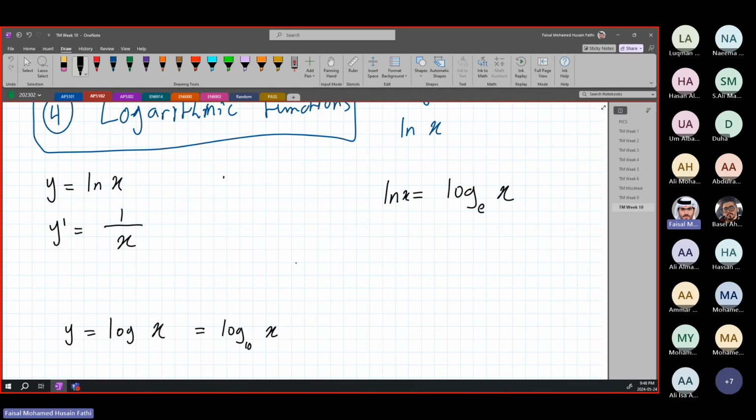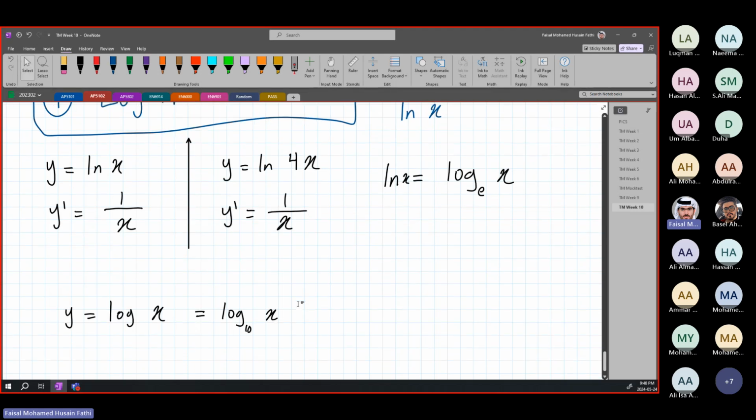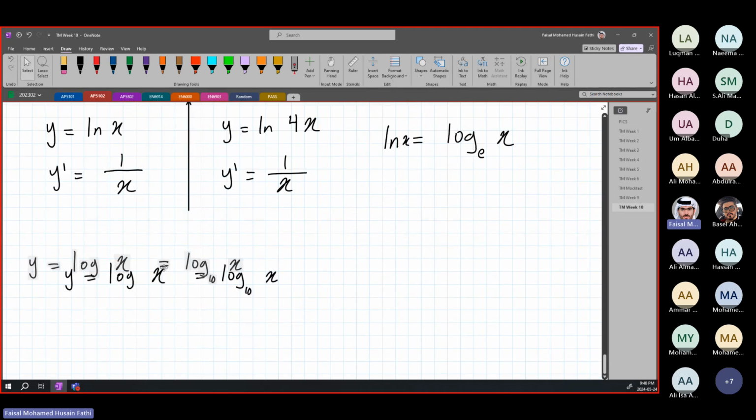But keep in mind that y equals ln 4x is also equal to 1 over x. It is not equal to 4 over x. I will explain this in much more detail in the next session and show you why, but I don't want to explain that concept right now. When you have just 4x, the differentiation stays the same, 1 over x.